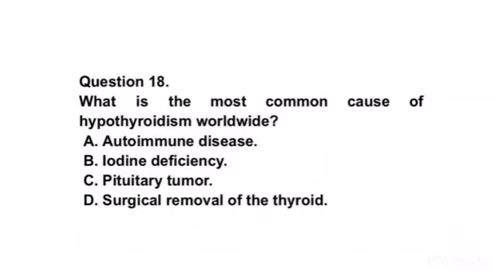Question 19. What is the most common cause of hypothyroidism worldwide? A. Autoimmune disease. B. Iodine deficiency. C. Pituitary tumor. Or D. Surgical removal of the thyroid.